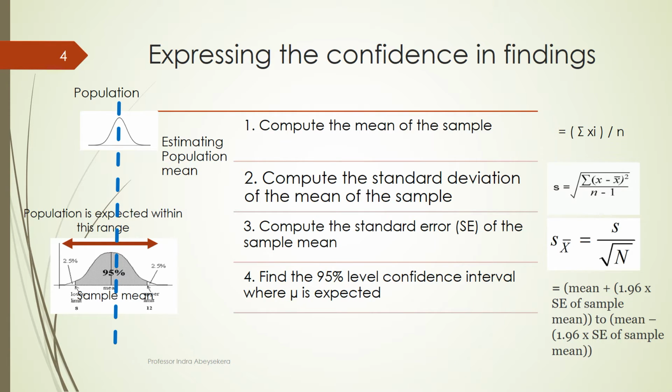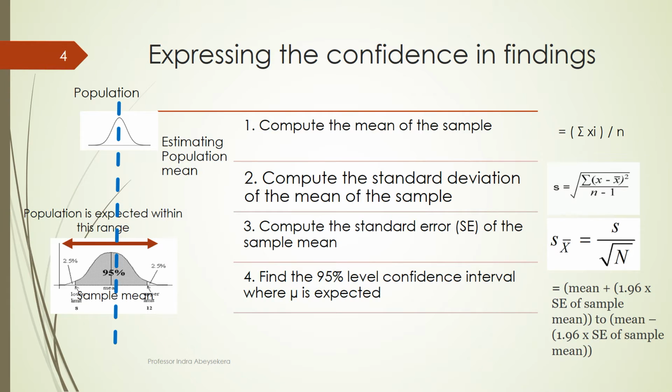Third, we compute the standard error of the sample mean. That is the amount of the error of the mean. We compute that by taking the standard deviation of the sample and dividing that by the square root of the sample size to standardize per observation, and that becomes the standard error of the sample mean.